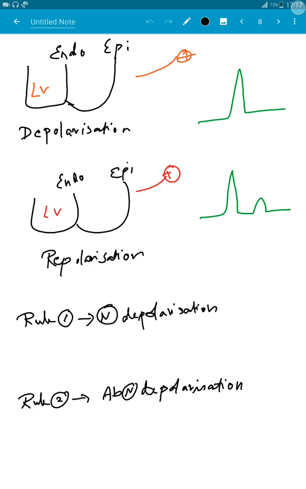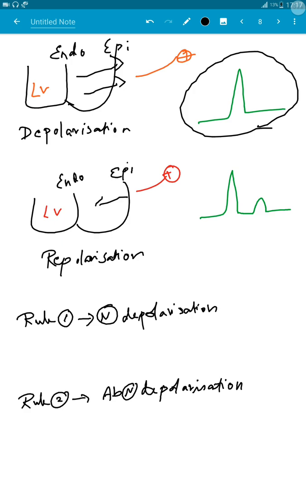Then everybody knows that depolarization occurs from endocardium to epicardium. Endo to epi, depolarization will be occurring. So the positive ions are moving to the positive, so there will be maximum positive deflection. In repolarization, it occurs from epi to endo. So this is repolarization.